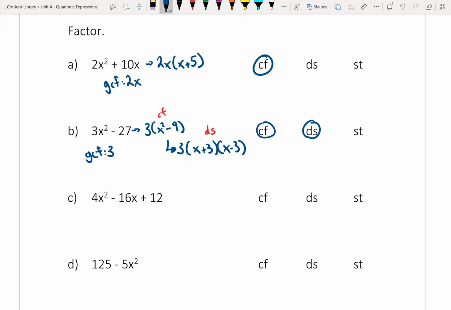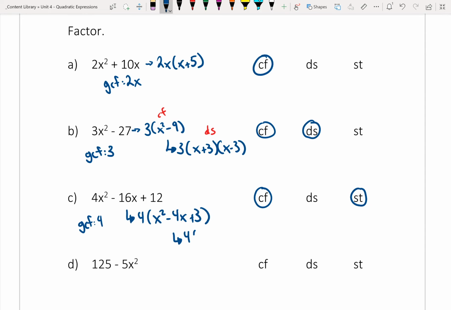You always want to check to see if you can common factor first, and in this case we can. I can take a greatest common factor of 4 out, because 4 goes into each term. So 4 goes on the outside, everything on the inside is divided by 4. We get x squared minus 4x plus 3. And then if I look inside the bracket, that is also a simple trinomial. There are 3 terms there, so I can factor this.